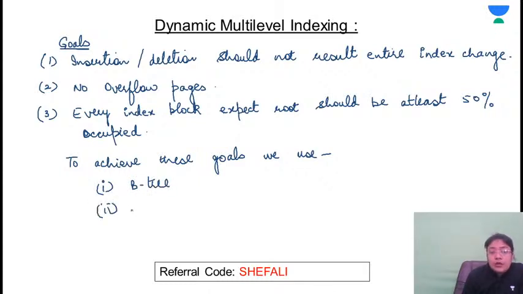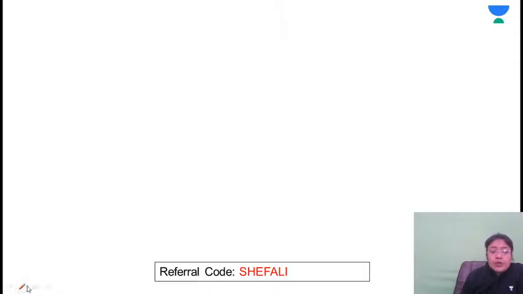and B plus tree. Why are there two different dynamic multi-level indexes? First of all, the concept of B tree came, but there was some problem with the B tree, because in this case, if you want to access the data sequentially, that was not supported. So in B tree, only random access is allowed, whereas in case of B plus tree, random as well as sequential access is allowed. So that is the basic difference between B tree and B plus tree. Obviously, when it has to achieve the property of sequential access, then there will be a change in the structure of the node. Let me discuss the difference.